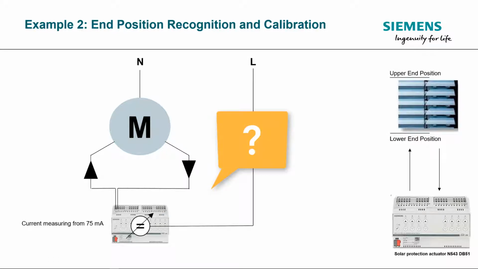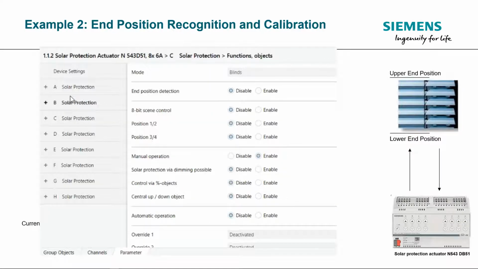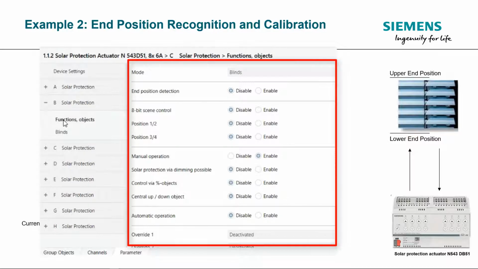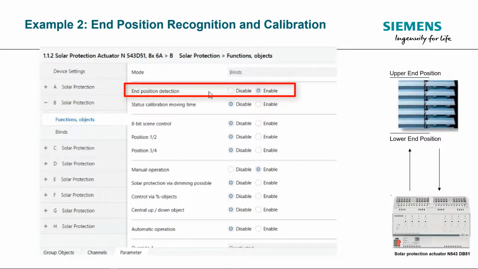Where is this automatic end position detection set? Let's go to the page Functions Objects of Any Channel. There it is, the second parameter from the top. All you have to do is set it to Enable and you're basically done.